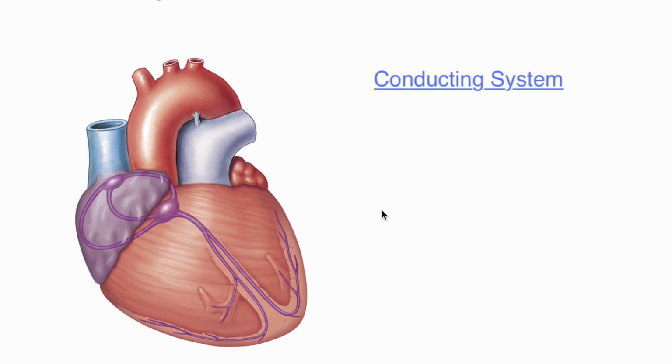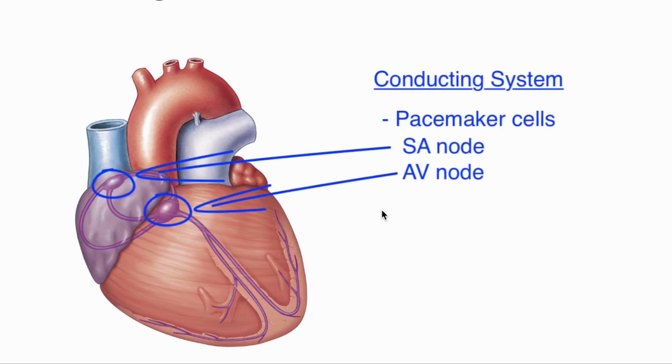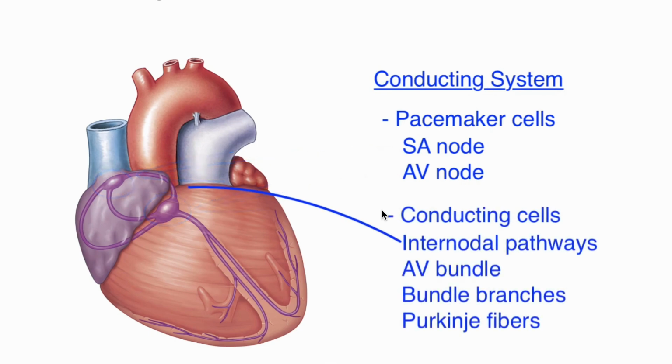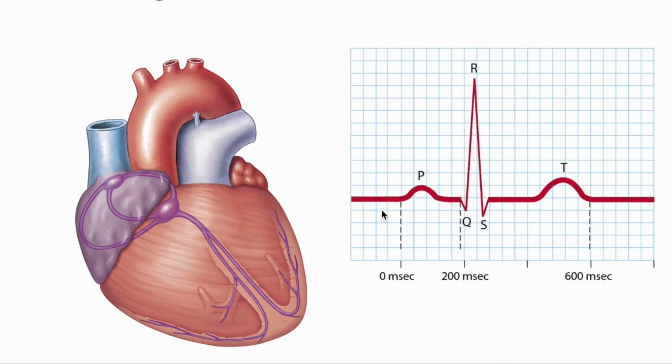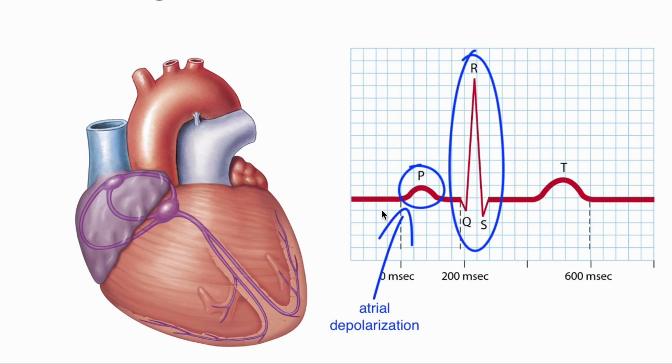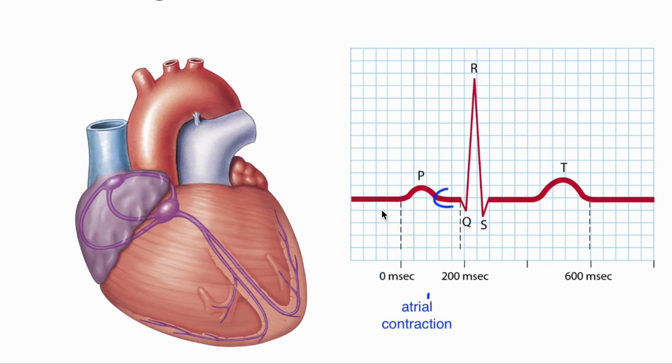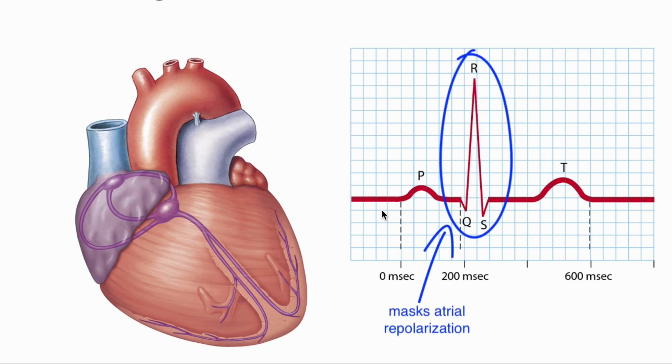To summarize, the heart's conducting system consists of the pacemaker cells of the SA and AV nodes and conducting cells of the internodal pathways, AV bundle, bundle branches, and Purkinje fibers. The electrical events of the conducting system can be seen on an electrocardiogram, with the P wave representing atrial depolarization and the QRS complex corresponding to ventricular depolarization. Remember that the atria actually contract during the PR segment. The ventricles contract shortly after the R wave peak, and the QRS complex masks atrial repolarization. Notice in this ECG tracing the T wave, which represents ventricular repolarization.